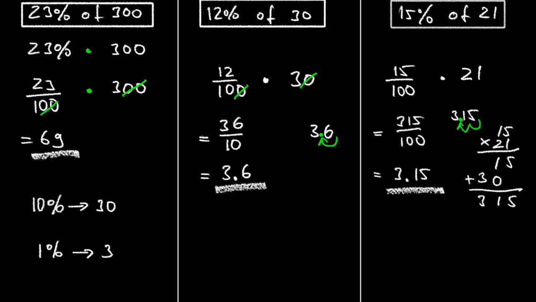So always remember, 10% of something is to shift the decimal point one place to the left. And 1% of something is to shift the decimal point 2 places to the left.